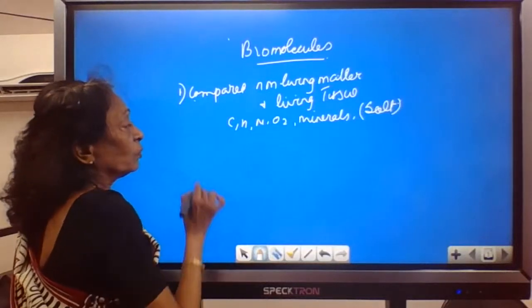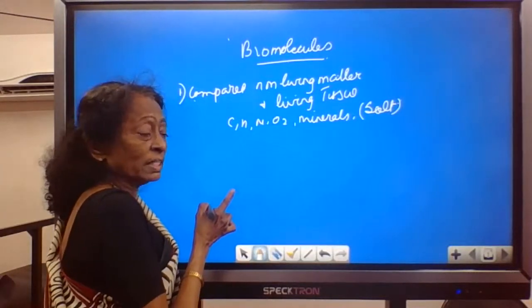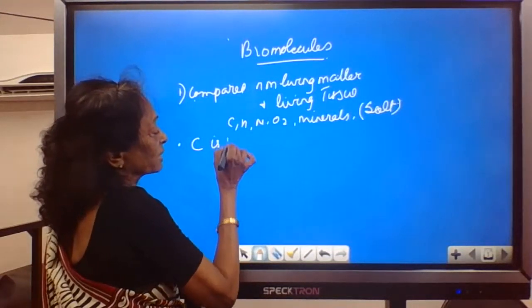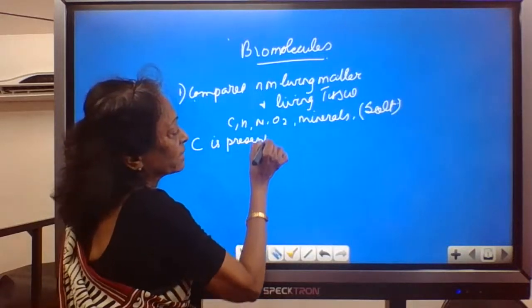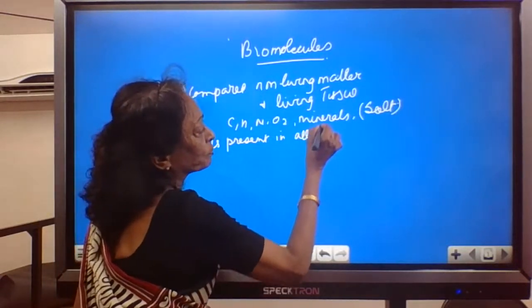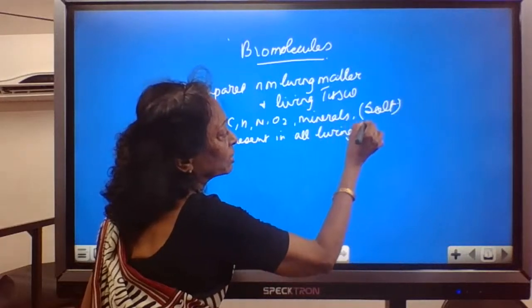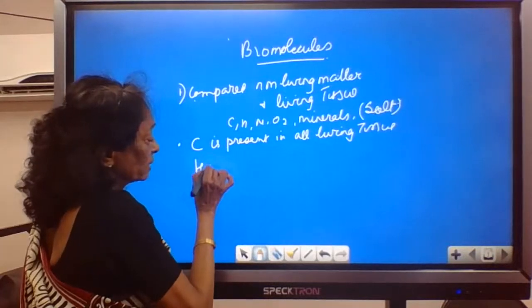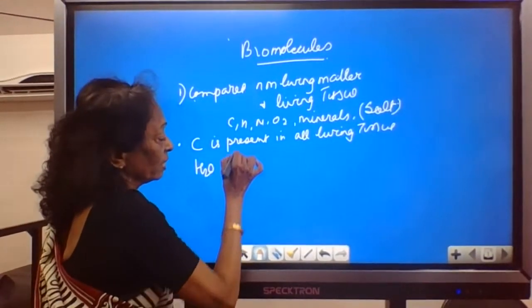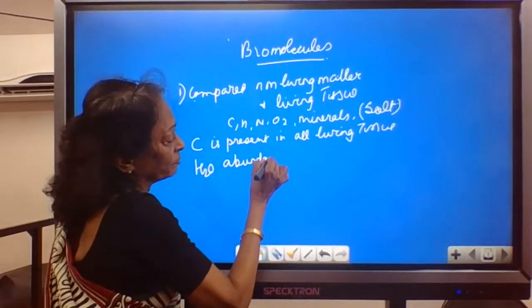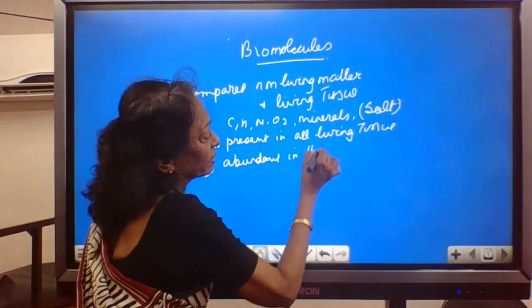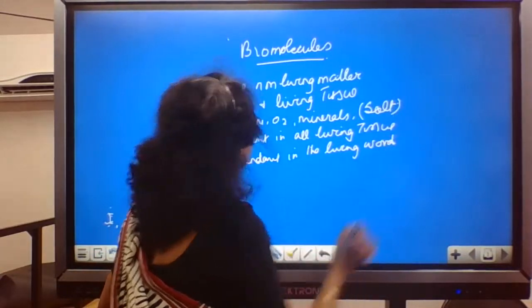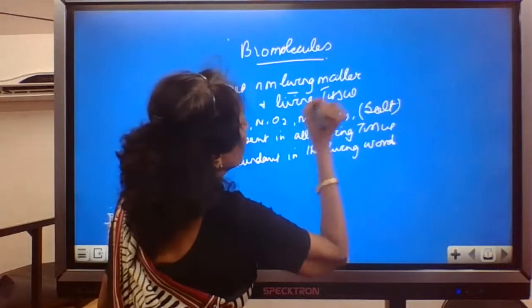Then they found one thing that is abundant and always present in the living tissue: carbon is present in all living tissue. Second, they found that water is abundant, plenty, in the living world. So this is the main generalization when you compare non-living and living matter.